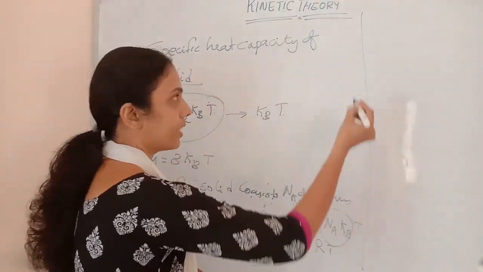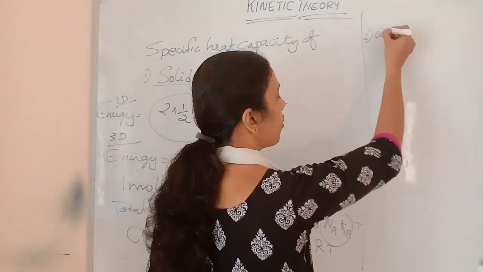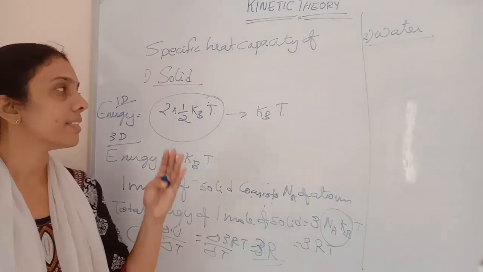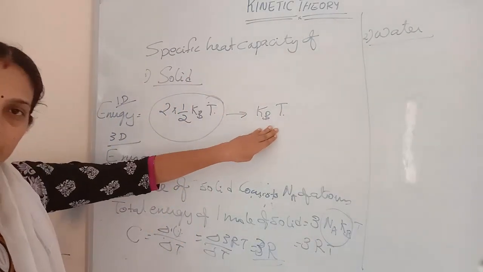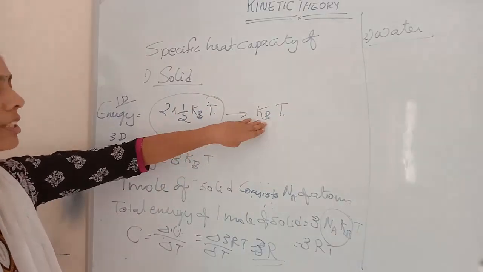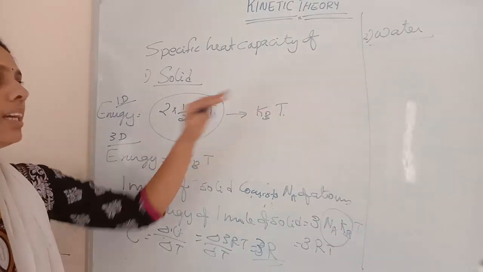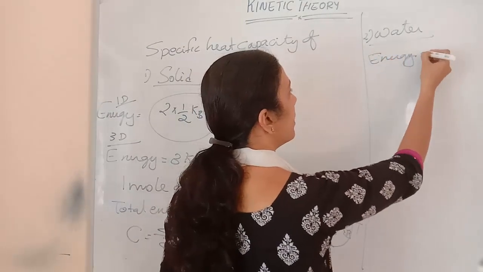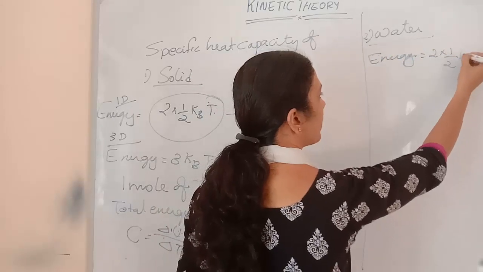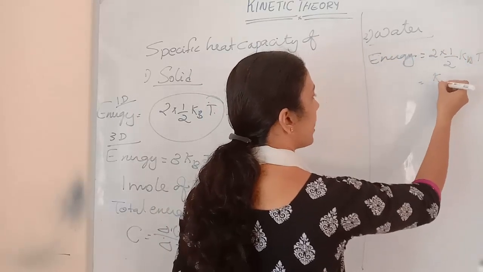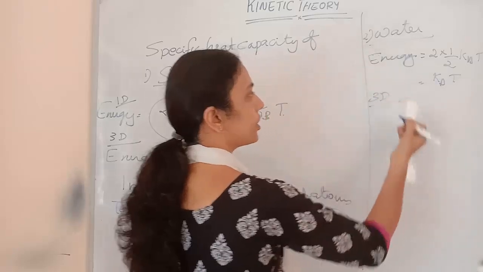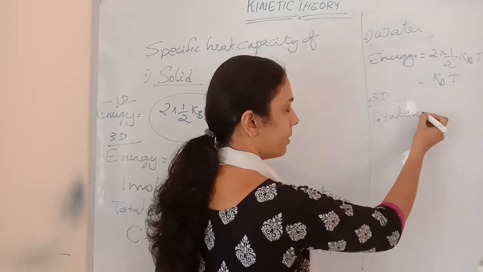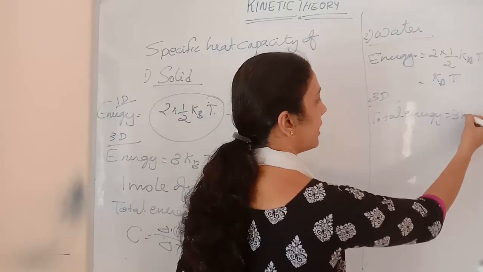Next we are going to consider the specific heat capacity of water. If I am considering water, the same way it will be having vibrational degrees of freedom, and so the total energy will be 2 into half kBT, so it is kBT in one dimension. In 3 dimensions, for one atom I am considering the total energy as 3 kBT.